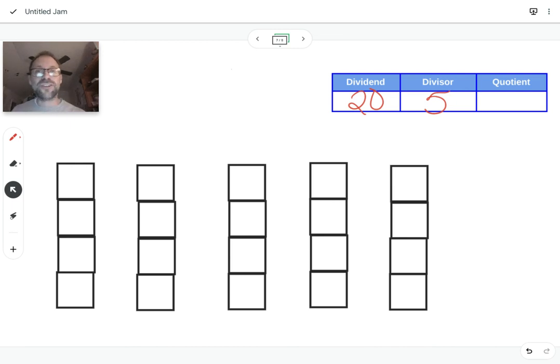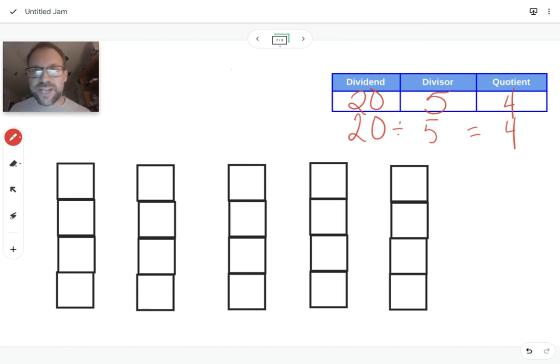And how many things are in each group? Yeah, let's count them up. 1, 2, 3, 4. 1, 2, 3, 4. 1, 2, 3, 4. There are 4 squares in each group. So that is our quotient, the number of things in each group. So now we have another division equation using the same dividend. We have 20 divided by 5 equals 4. We've broken up an amount into a certain number of equal size groups, and the amount of things in each group is our quotient or answer.